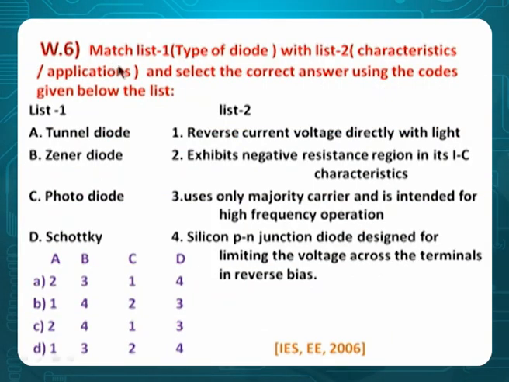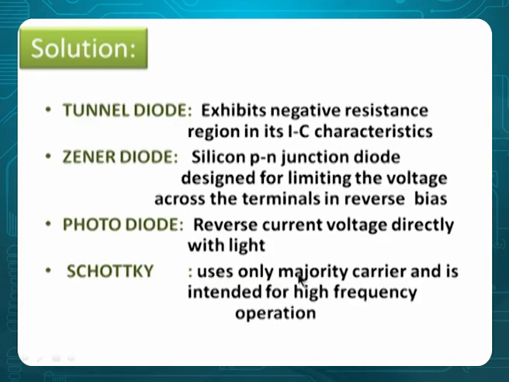Question number 6. Match the first one, type of diode, with the applications in the second. Tunnel diode, Zener diode, photodiode, Schottky diode. These are the diodes, and this is given in IES EEE. EEE students should understand they are asking all these diodes. So please understand, in IES they are asking. Now let me give you all these options.